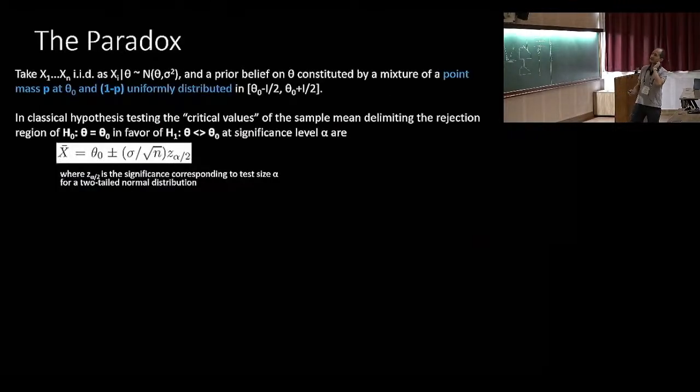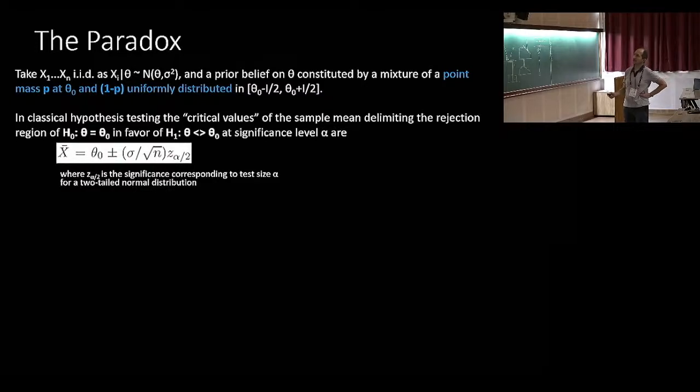So we take some data that are IID with a Gaussian distribution, okay? And we have a parameter of interest theta, and we have a prior belief on theta, which is a mixture of a point mass at theta equals theta zero, and the rest of the probability uniformly distributed in a certain interval. So this is your prior. Your prior is now a uniform distribution with a Dirac delta, and this has 50% of the probability, and this has 50% of the probability. This is a possible setup. It's just an example, okay?